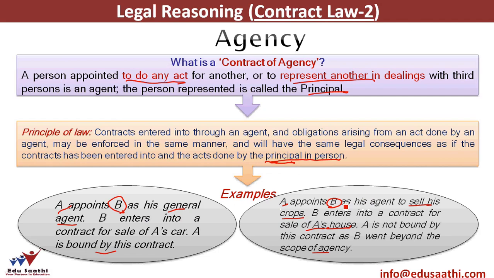Here it was a general agent. So in the other case, he had given specific agency, that is to sell his crops. Anything done beyond that would be beyond the scope of agency and would not make A liable.